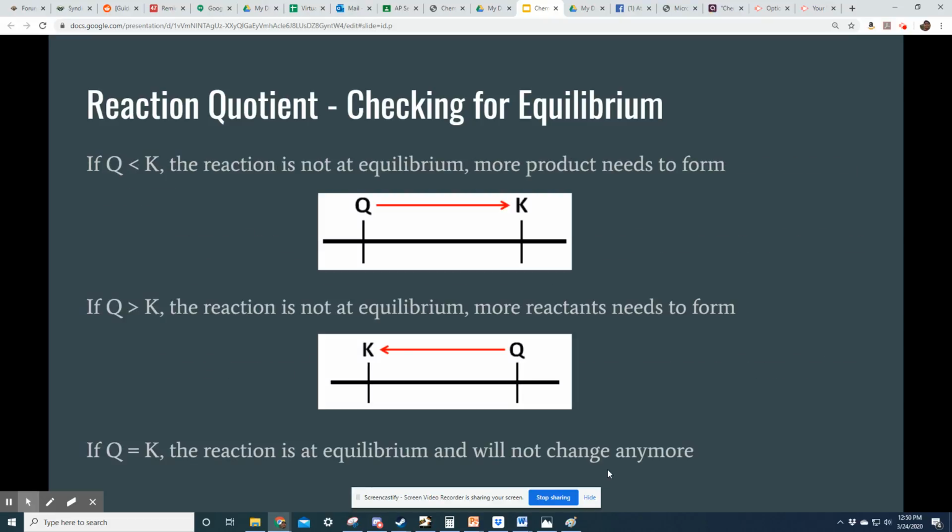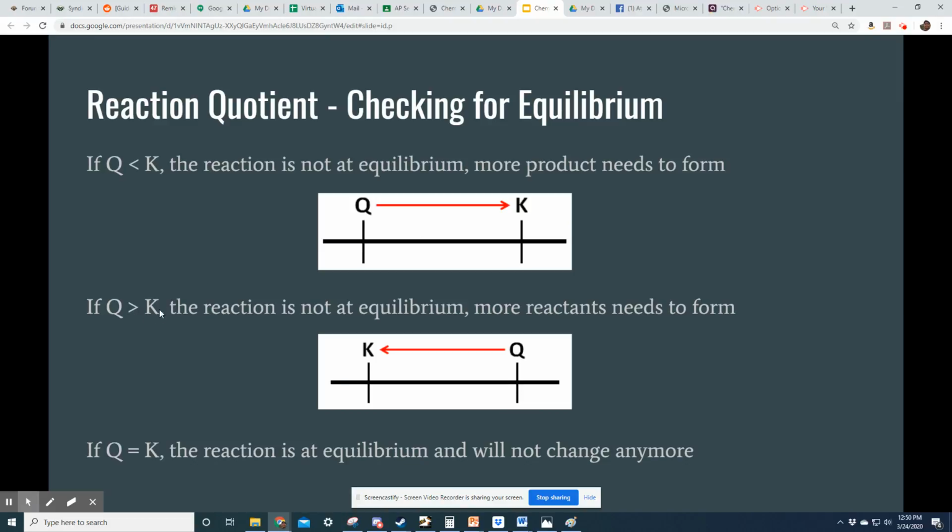So if I plug in numbers and I compare Q to K, and Q turns out to be less than K, this reaction is not at equilibrium. There needs to be more product to form. And a simple way to remember this is to write Q and K on a number line. And Q is always trying to make it to K. So if I draw an arrow from Q to K, the arrow will tell me the direction the reaction needs to go. So in this case, Q is going towards K, it's moving to the right. That means more product needs to be made.